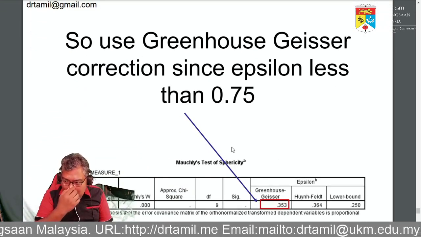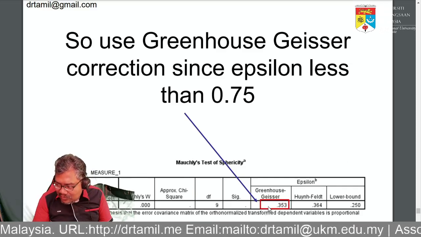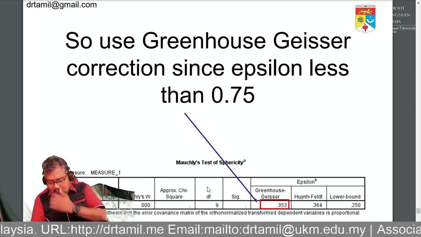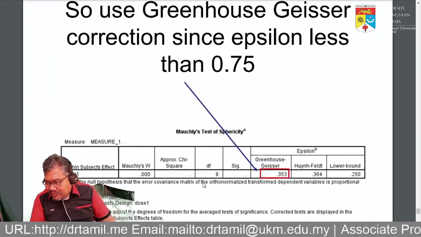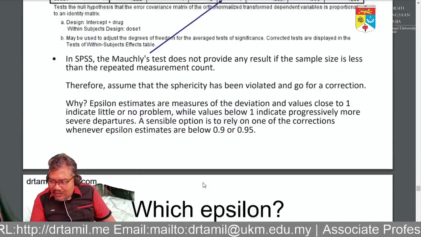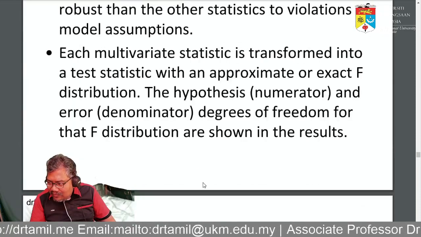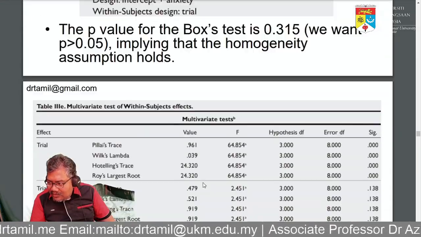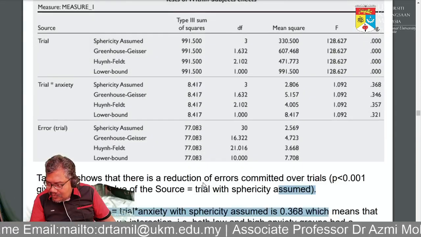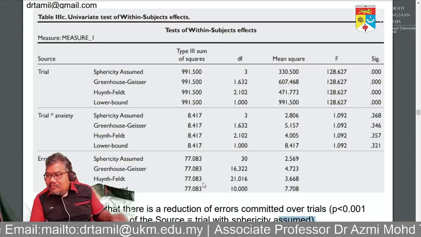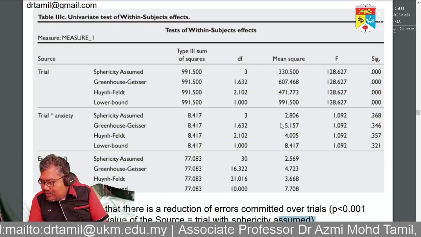So we use Greenhouse-Geisser in this case, because the epsilon is less than 0.75. That is just an example. But in our case, it is none of all these things, because inside the examples given by Wai Chan, we don't have that problem.